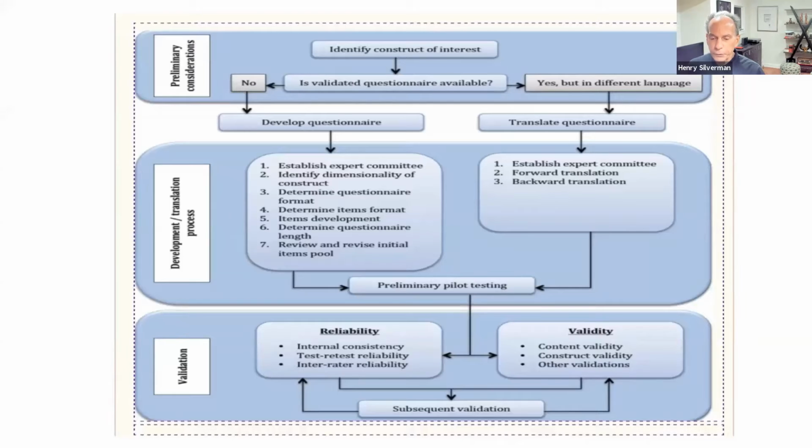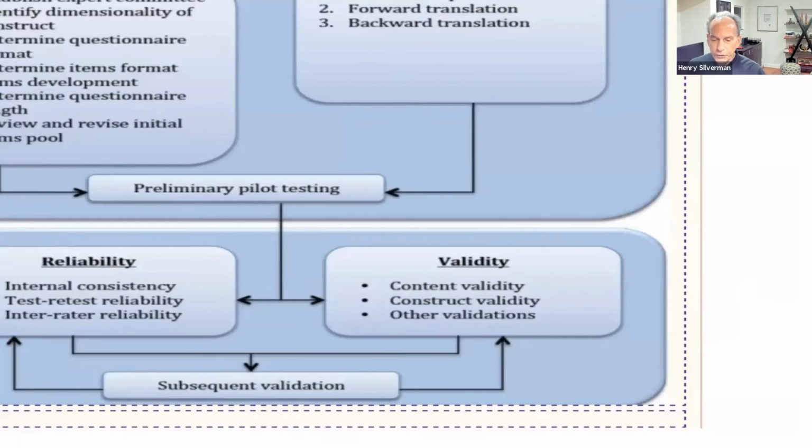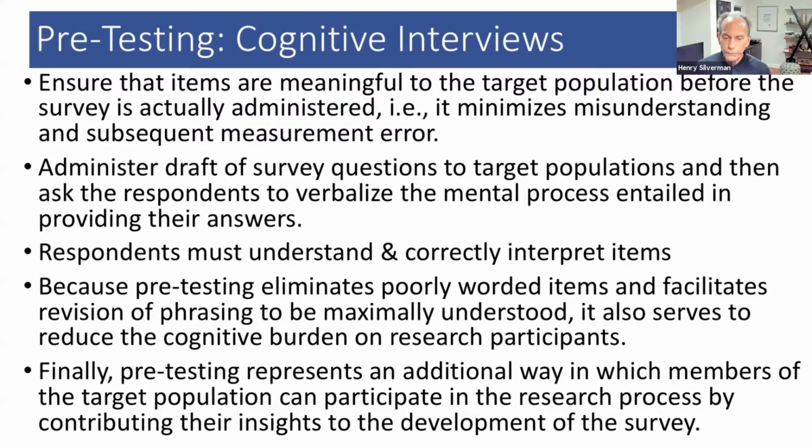So getting back to our pathway of validating a questionnaire, here we have the different types of validity, and we just went over content validity. So now we want to assess construct validity. In order to do this, we do a preliminary pilot testing. The first step involves doing cognitive interviews.